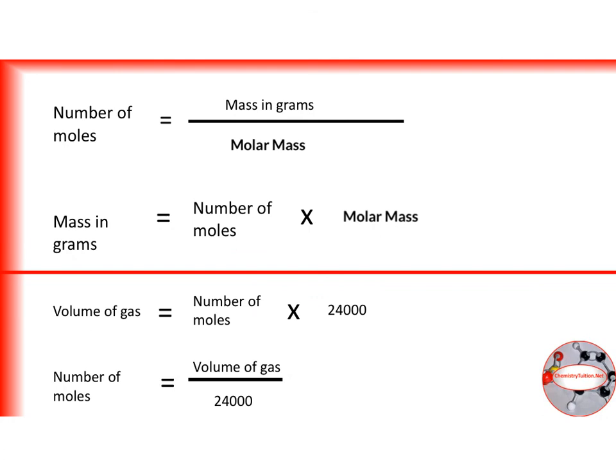So these are the equations we've met so far. We've got number of moles is mass over molar mass, and we can rearrange that to give us a mass in grams is moles times molar mass. And the equation we've met today is the volume of gas is the number of moles times 24,000. So it's really important that you know those equations, so they're at the forefront of your mind, so you can change between the two of them to solve these problems.